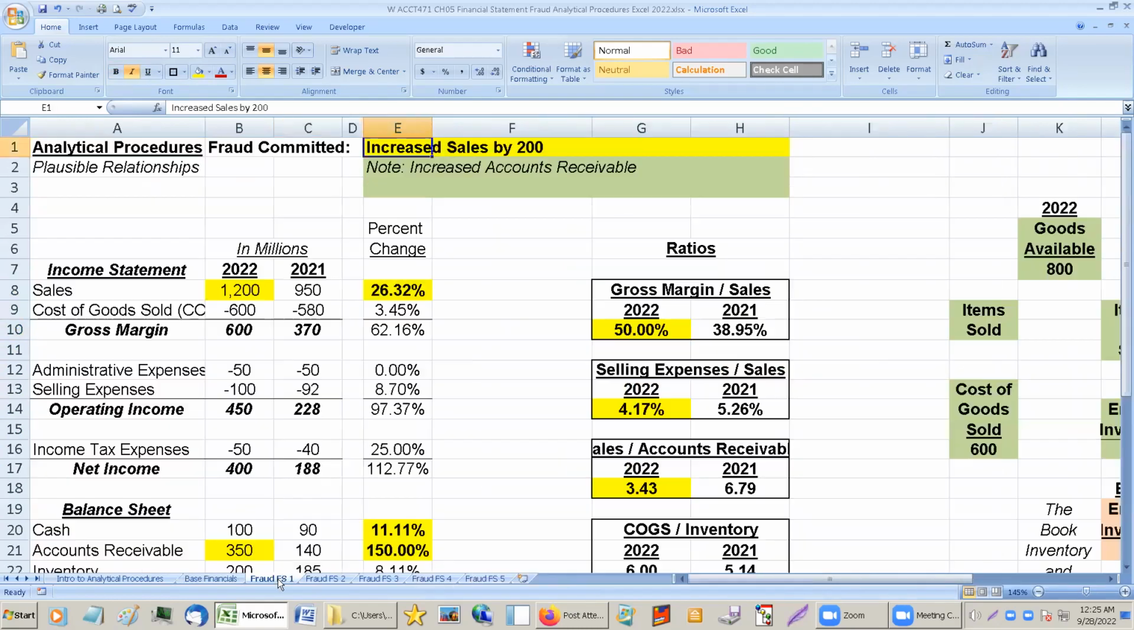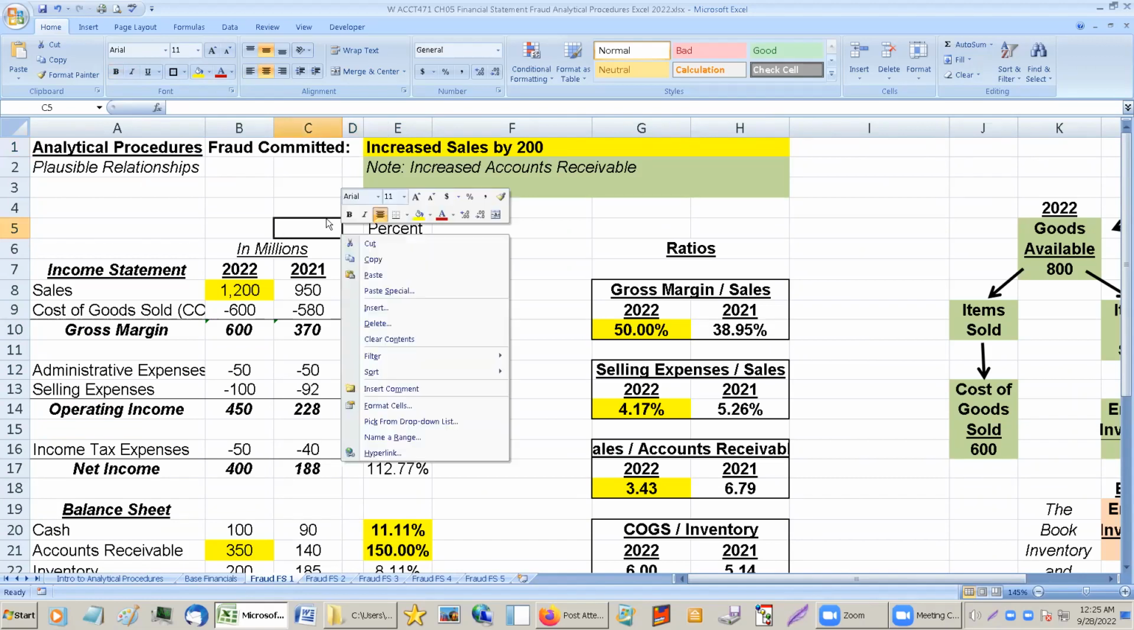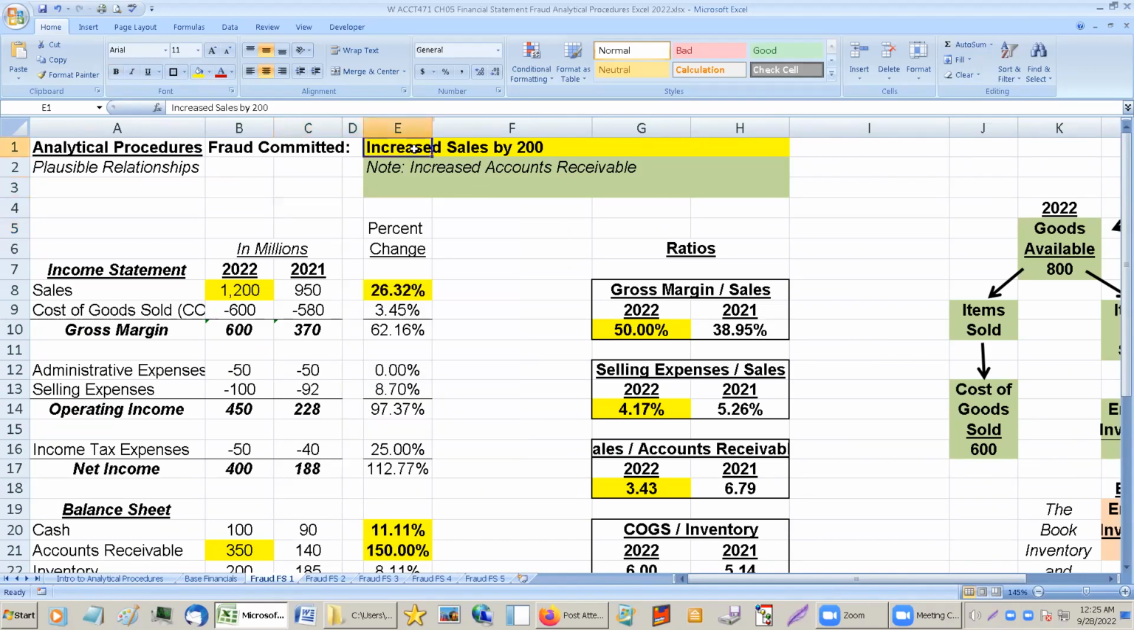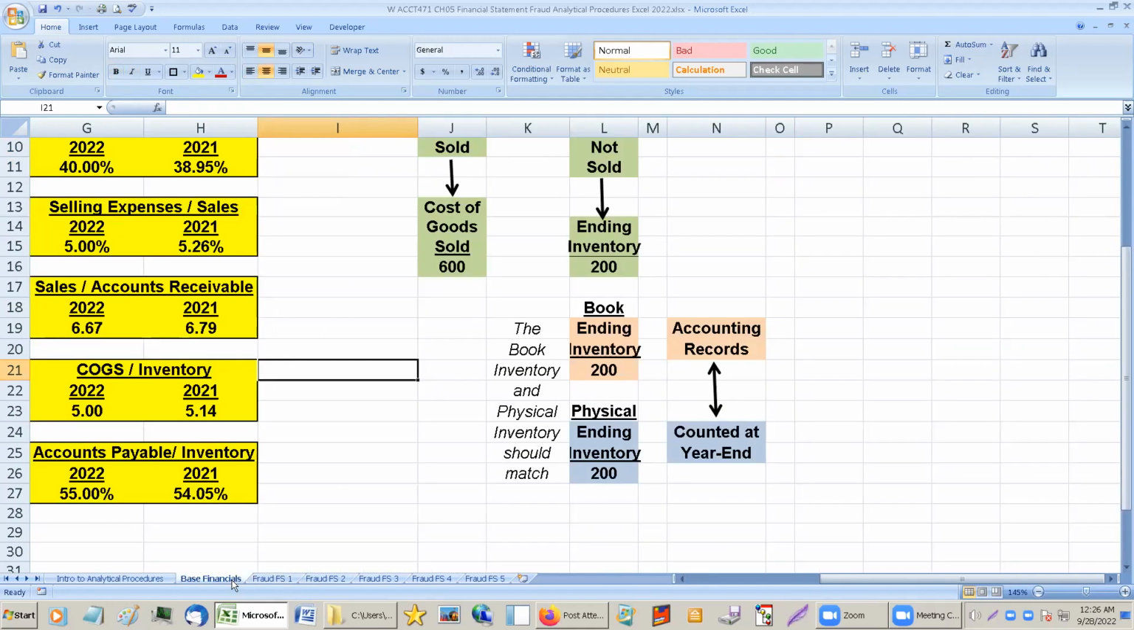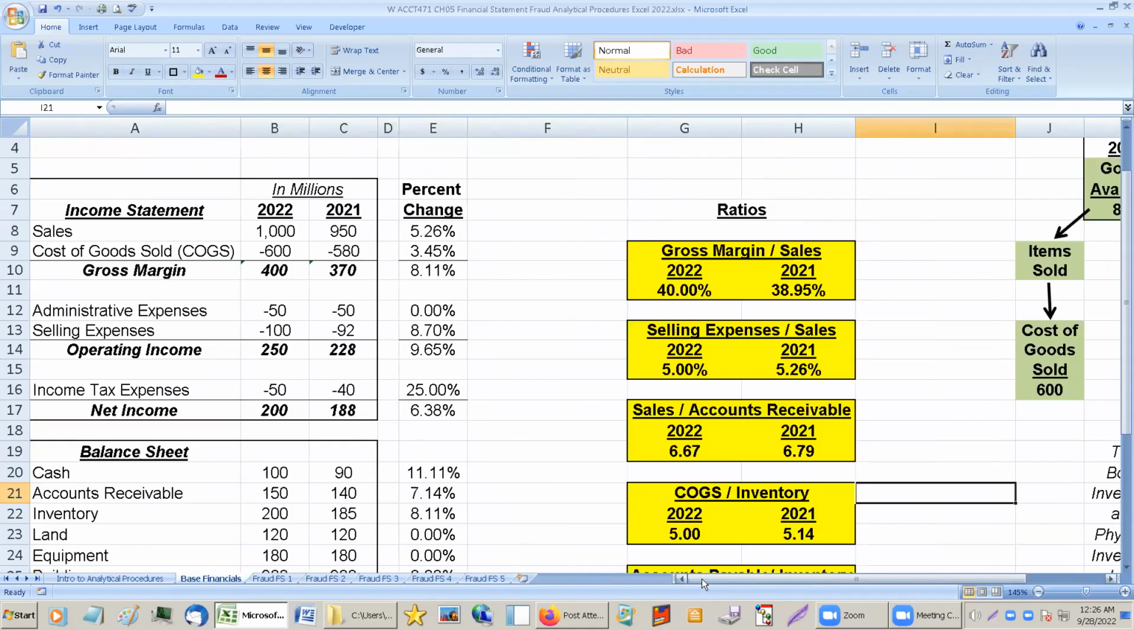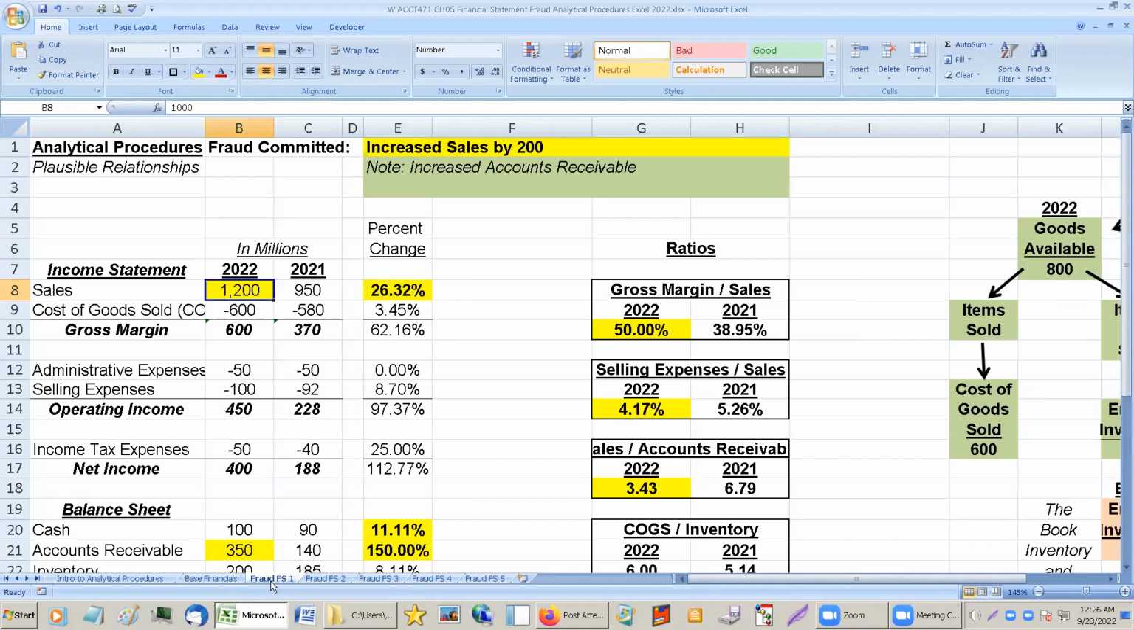Okay, let's start looking at fraud. Let's take the simplest kind of fraud, which would probably be easiest to catch. They simply write up their sales by $200, or 200 million, I guess. In millions, that'd be like $1 billion, so this would be 1.2 billion. So 200 million got added on.